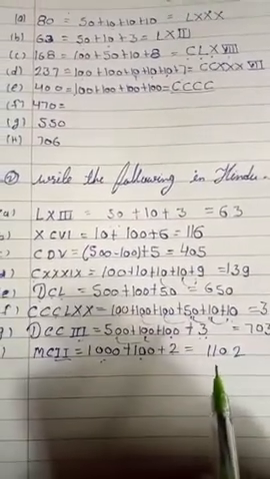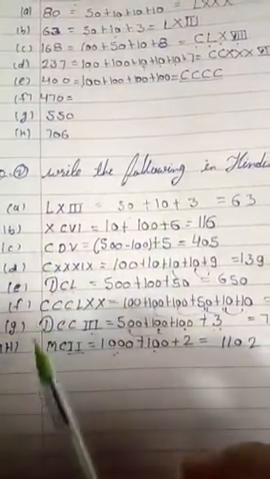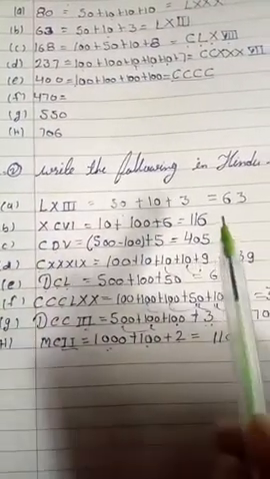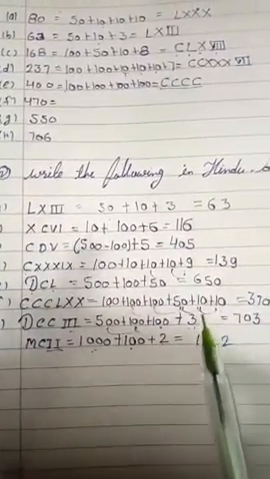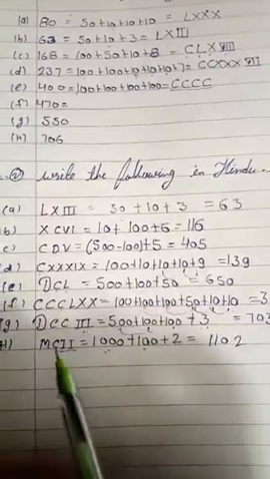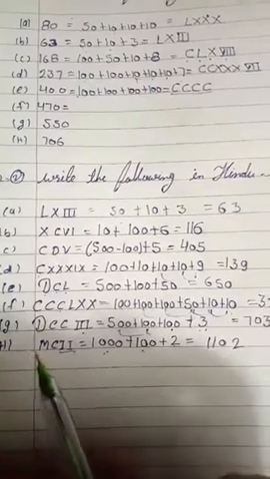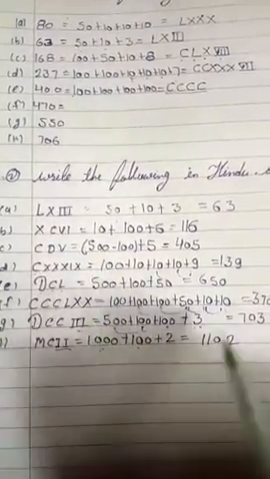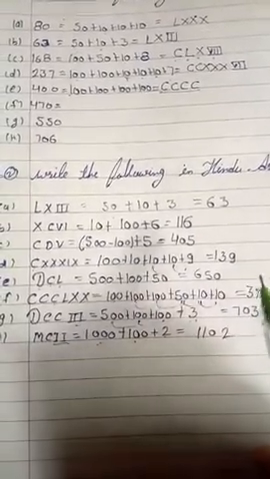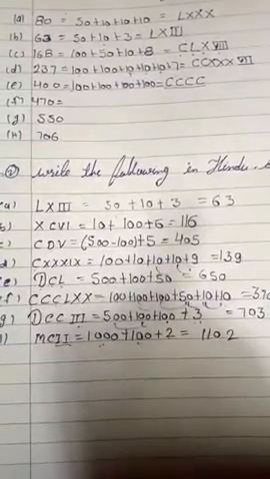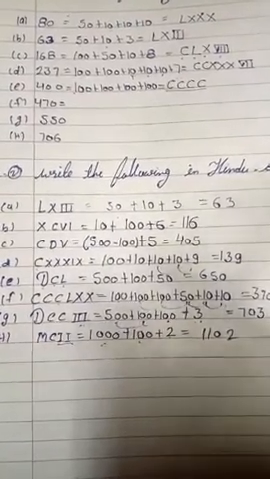Okay, complete H. Write down A to H questions with these answers in your fair notebook, and do the remaining questions after H yourself with the help of these solutions. Complete question number 2. Next, question 3, we will start in our next class.